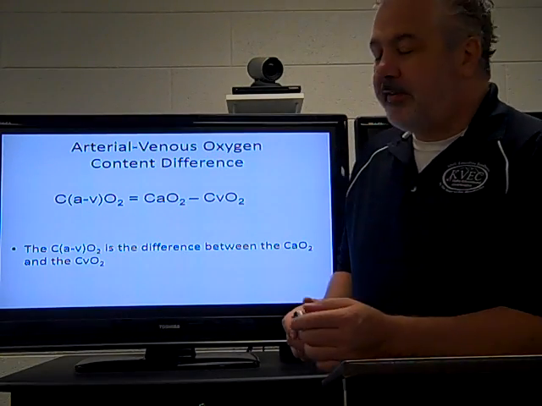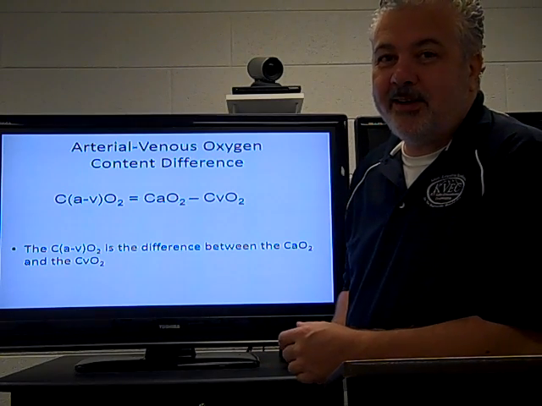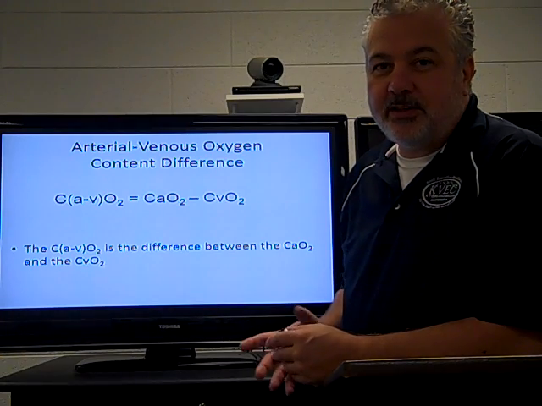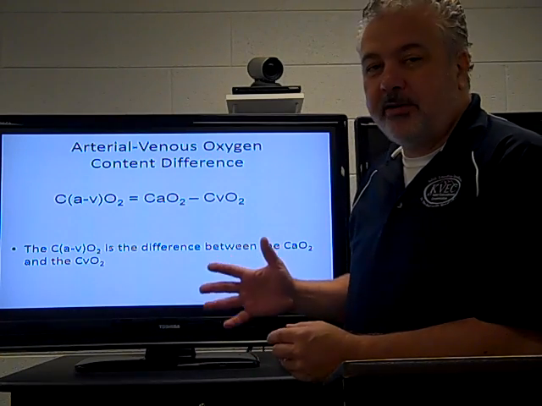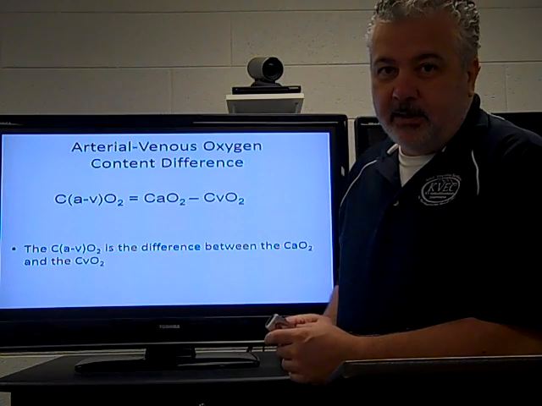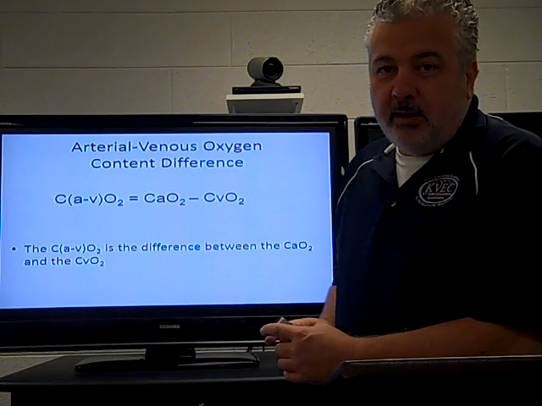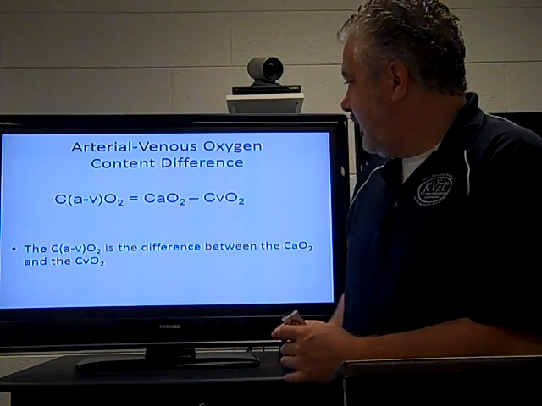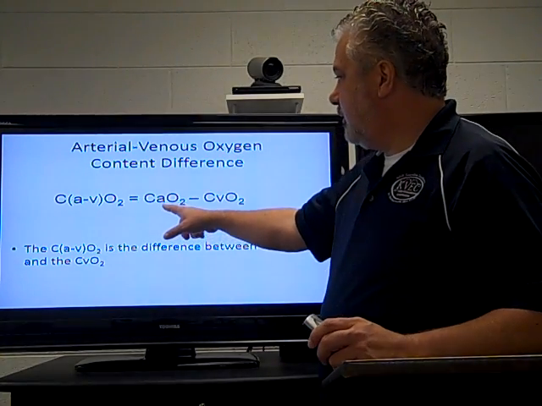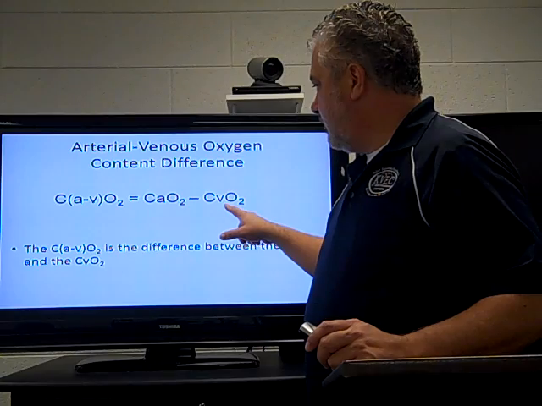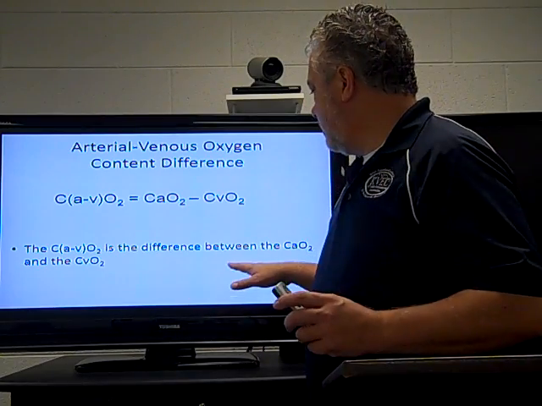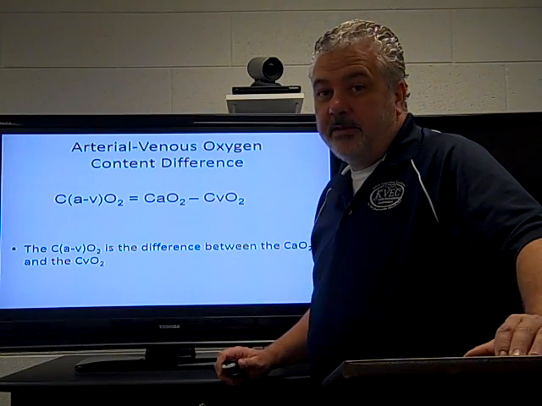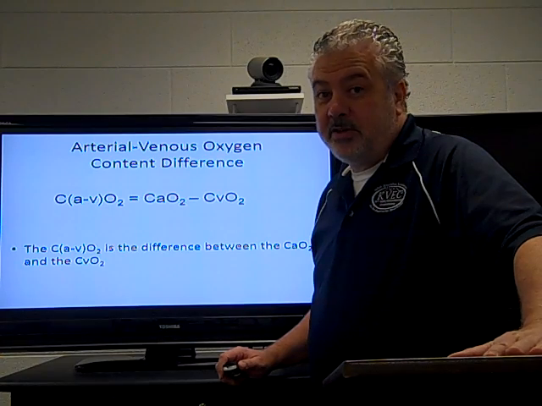Hello, let's talk about arterial venous oxygen content difference. We could really describe this as oxygen consumption by the tissues, because if we compare arterial and venous oxygen, the difference in the two would account for how much oxygen got off at the tissues. That's basically looking at the CaO2 and CvO2 and comparing the difference in those two. The difference is CaVO2, or oxygen content difference, or tissue oxygen consumption.